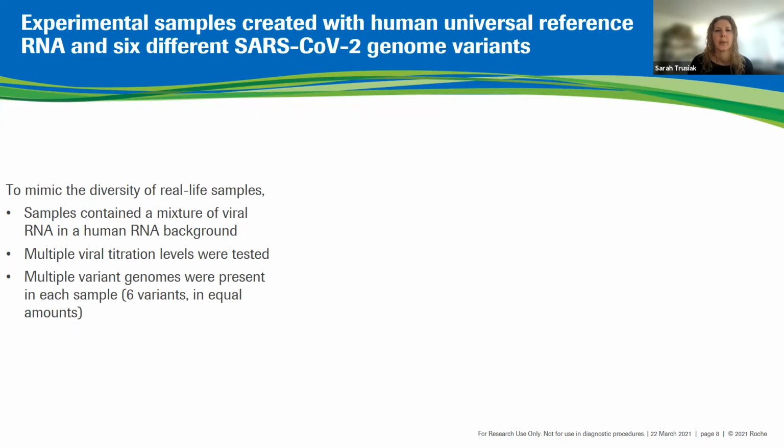So to test the panel and workflow, we created experimental samples with human universal reference RNA and then 6 different SARS-CoV-2 genome variants mixed in. So to mimic the diversity that you might find in real-life samples, our samples contained a mixture of the viral RNA and a human RNA background. We tested multiple viral titration levels, and we had the 6 different variants mixed into each sample in equal ratios.